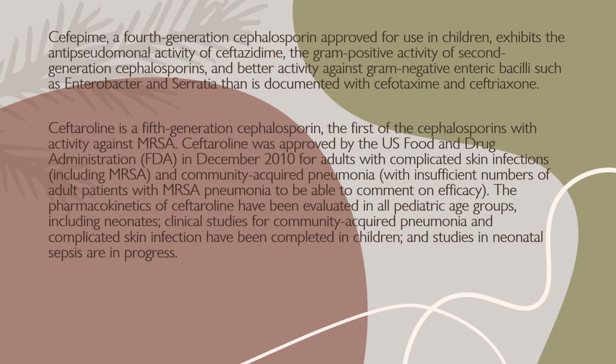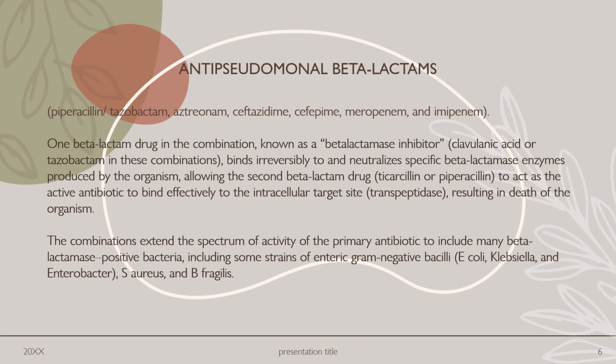Fourth generation cephalosporin is cefepime. Fifth generation is ceftaroline. Cefepime has additional activity against Pseudomonas, also against Enterobacter and Serratia. Ceftaroline has additional activity against MRSA, but still it has not been approved for use in neonates, though in children several studies have proven that it can be used. Coming to anti-pseudomonal beta-lactams, they include your piptaz, your meropenem, as well as your fourth and fifth generation cephalosporins.